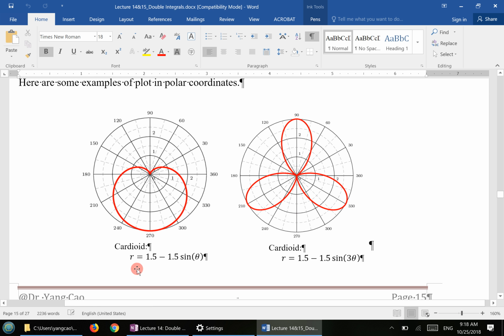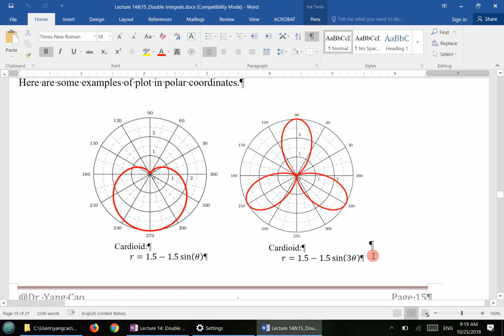For example, if you have an equation between r and theta like this, 1.5 minus 1.5 sine theta, you get a very beautiful cardioid type of curve. This is such a simple description in r and theta, but if you write it in XY, it's much more complicated. Now if you change the theta to 3 theta, instead of one petal, you now have 3 petals. So still a cardioid-like curve, but with 3 petals. And you can change the magnitude and the different numbers, then you have multiple ones here.